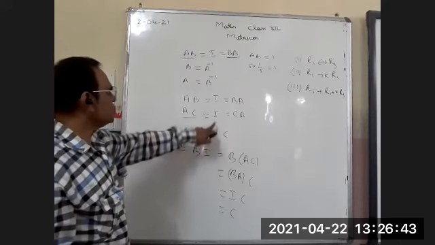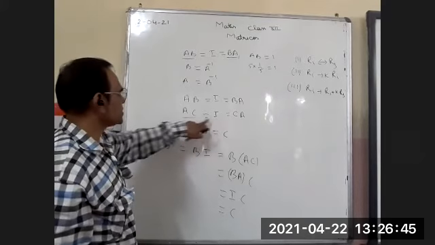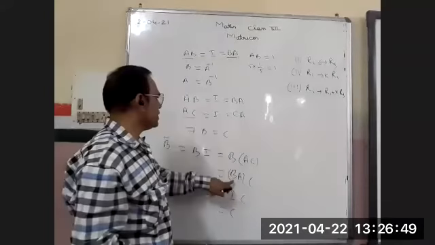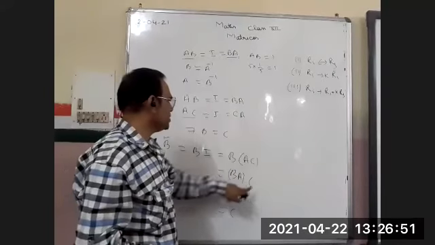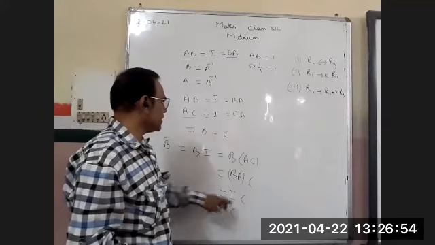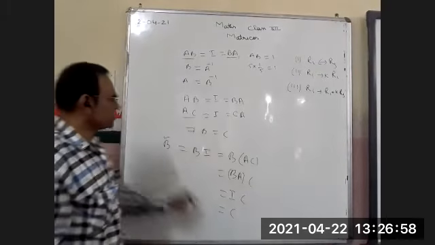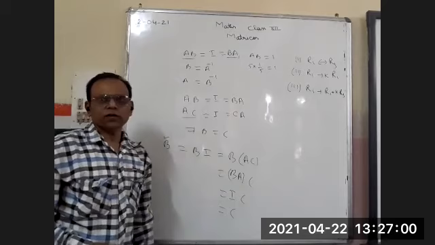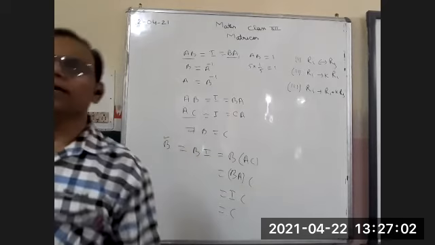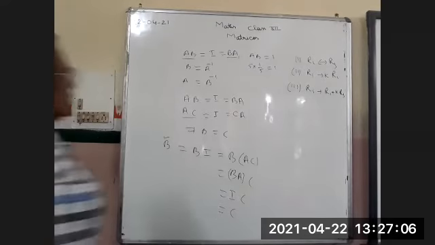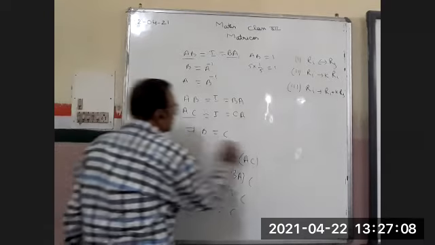In place of I we have written the matrix AC. If we are multiplying by AC, we can multiply BA into C. In place of BA we write I into C, which is equal to C. So B is equal to C. That is, both the inverses of matrix A are equal.